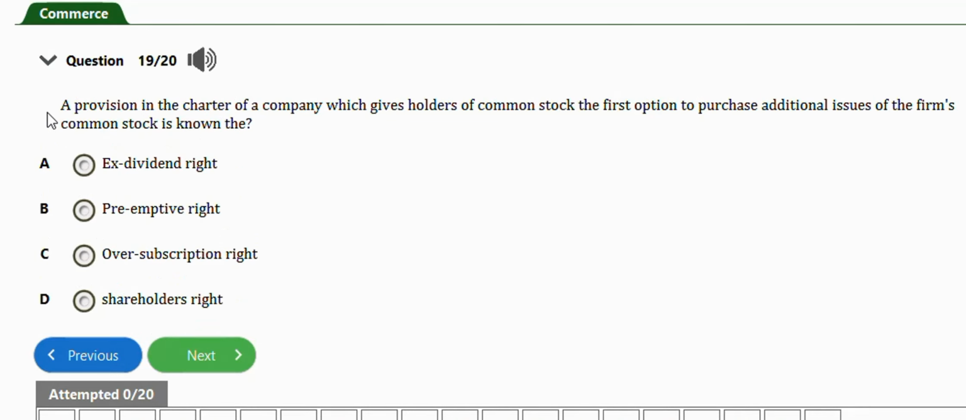Next question is this one. It says a provision in the charter of a company which gives holders of a common stock the first option to purchase additional issues of the firm's common stock is known as preemptive right. Very important.